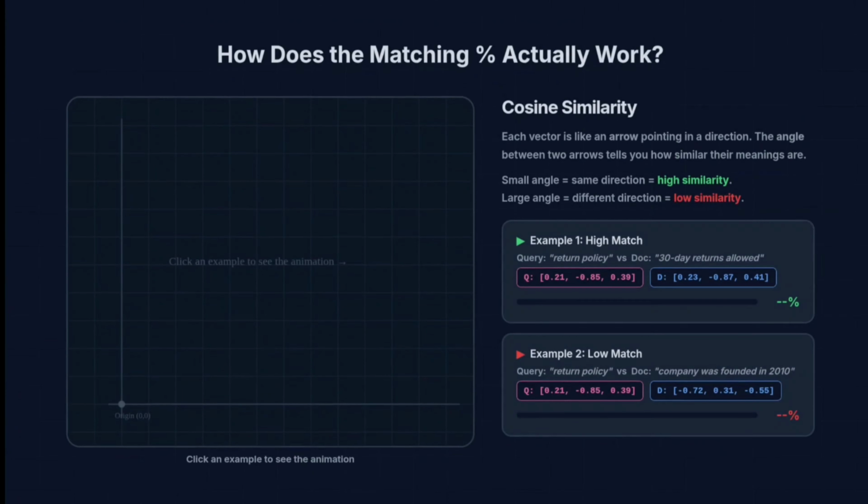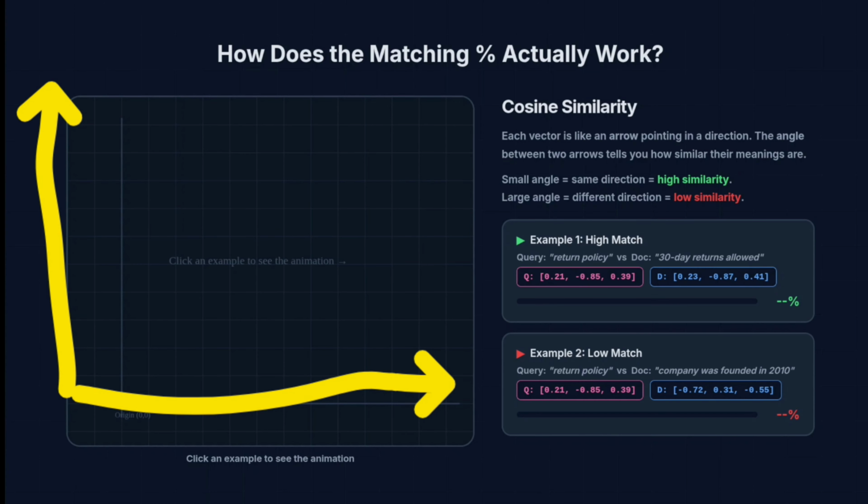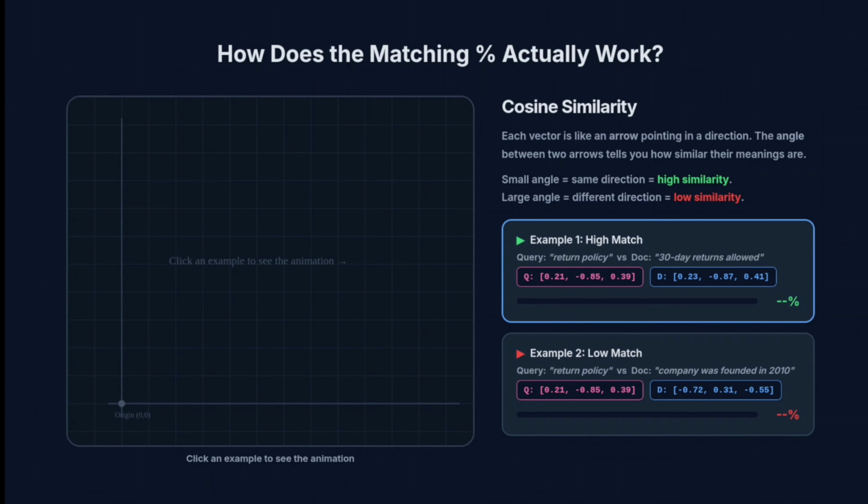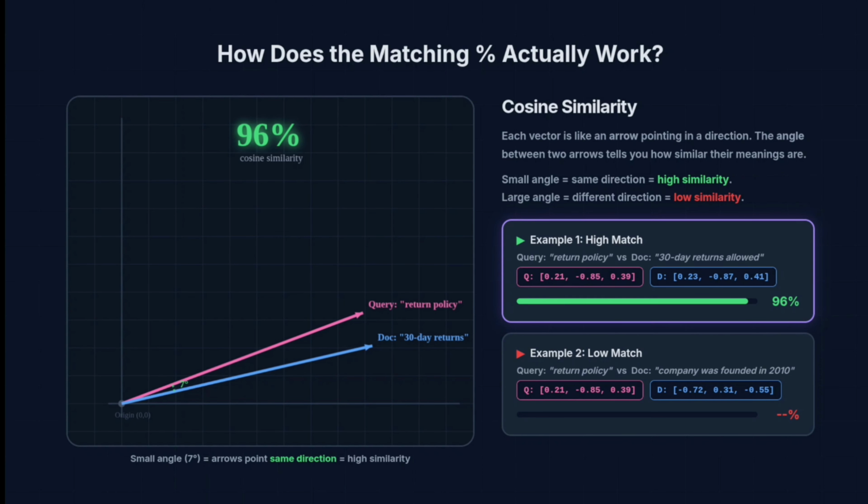At this point, we have all those vectors sitting in the database. So when a user asks a question, how does the system know which vectors are relevant? It uses cosine similarity. And here is the visual. Imagine each vector as an arrow pointing in some direction in space. The angle between two arrows tells you how similar their meanings are. A small angle means higher similarity, same topic. For example, the query return policy and 30 days return allowed, you will see the angle is tiny, 96% similar.